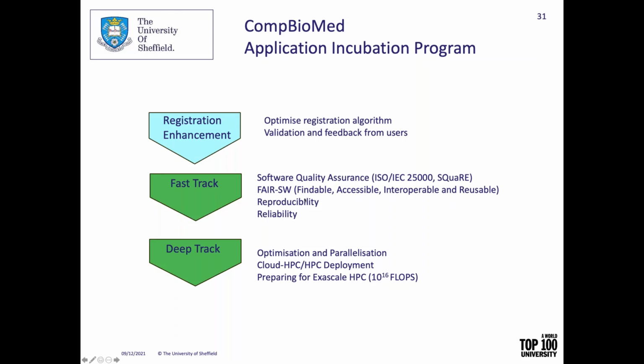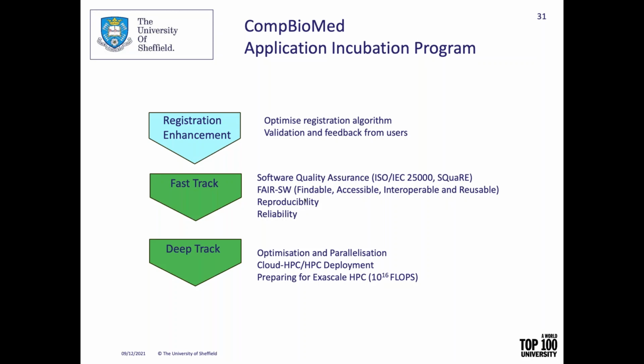The second stage in this program in CombBiomed is to make the software the best possible product. So we strive to fulfill all the software quality assurance criteria in the standard, and also respect FAIR software, so the findable, accessible, interoperable, and reusable criteria. And we want to have the software reproducible and reliable. I will show you how we dealt with this approach, so what we have done to achieve these results.